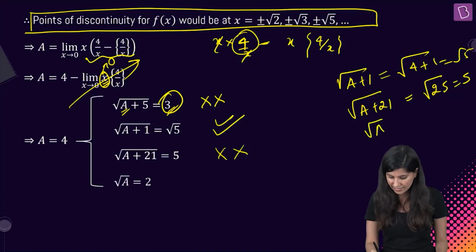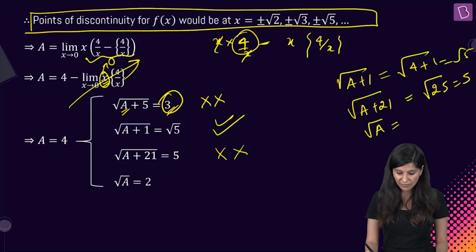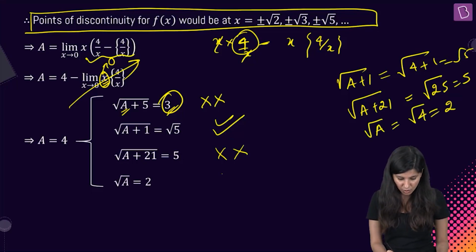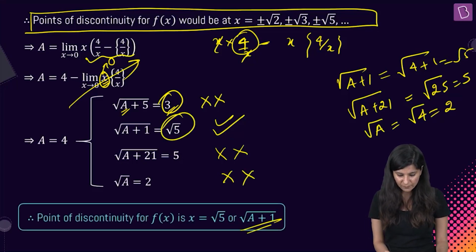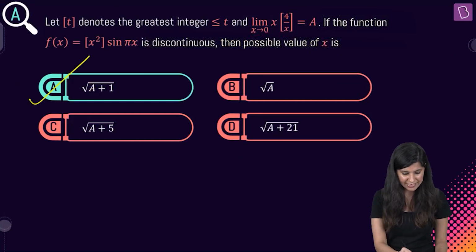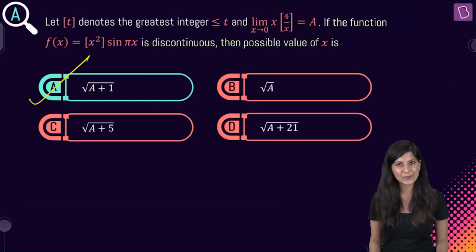And last but not the least, square root of a. Square root of a, that means square root of 4, that is equal to 2. Again, no. So only square root of a plus 1 would be our answer, which is exactly matching with option A. Got it?